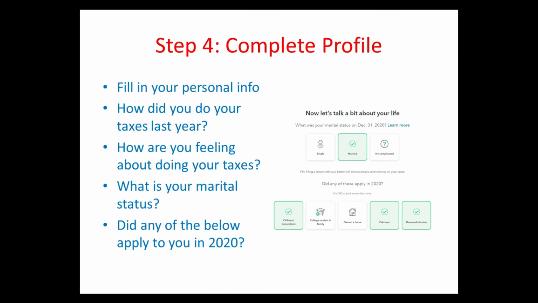Also, you'll get a screen that says, what is your marital status? And it should look like this screen right here to the right side. And you want to click on whatever your marital status is. Next, it's going to ask you, did any of the below apply to you in 2020? So again, you just want to click on basic things, like if you click on, maybe if you click on own a home, it may charge. College student and family, I'm not certain. But for the most part, it should just be.